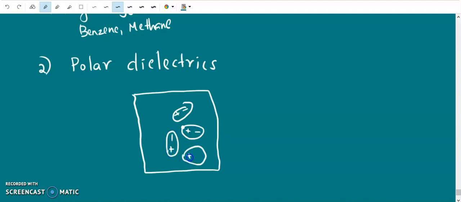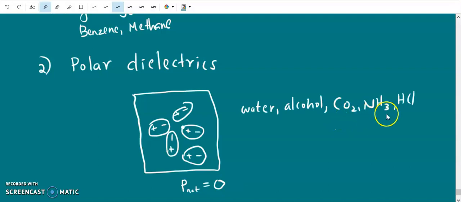In polar molecules, the individual dipole moments are present, but as these are vectors, they add vectorially so that the total dipole moment of the system is equal to 0 in the absence of an electric field. Examples are polar molecules like water, alcohol, carbon dioxide, ammonia, HCl, etc.